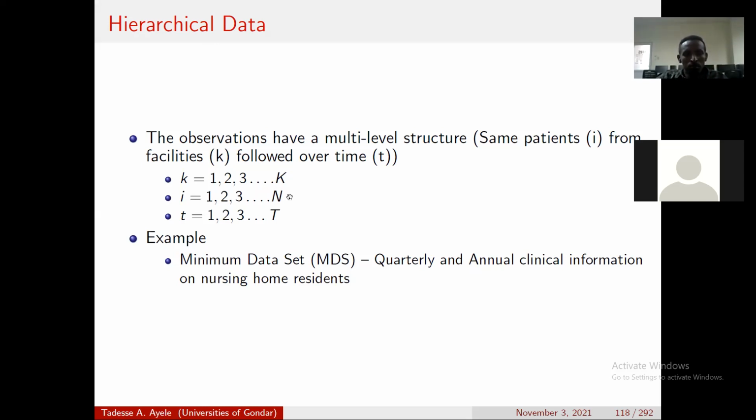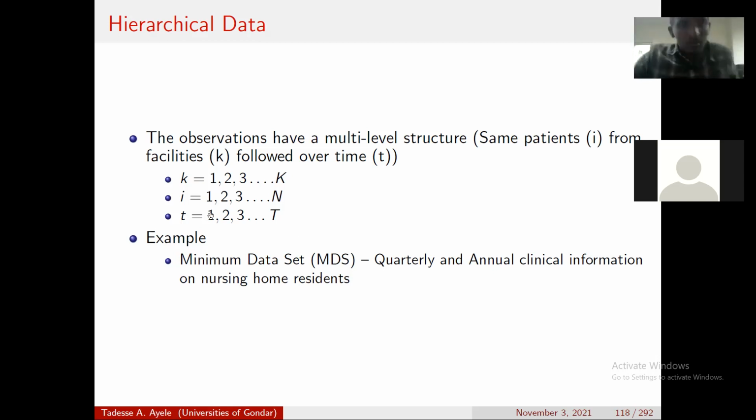i runs from 1 to N, where N is the sample size. i represents the subject, the study participant. 1, 2, 3, N. If your sample size is 300, for instance, N will be 300. Whereas t is time. Time also 1, 2, 3, T, where capital T is the maximum follow-up period. So you may follow the patients for about a month or a year or a couple of years. So t stands for the time at which the study participants were followed.